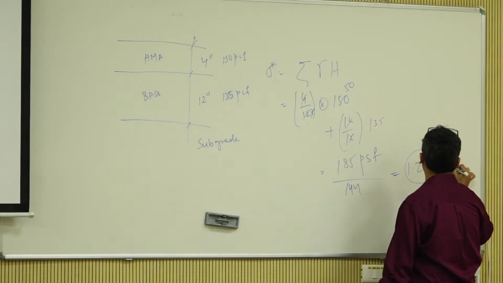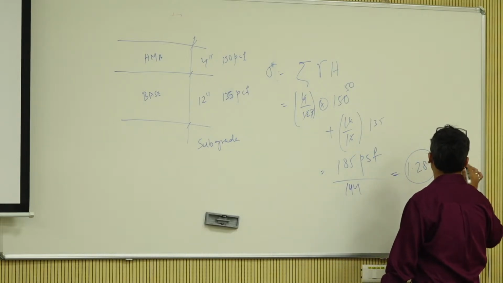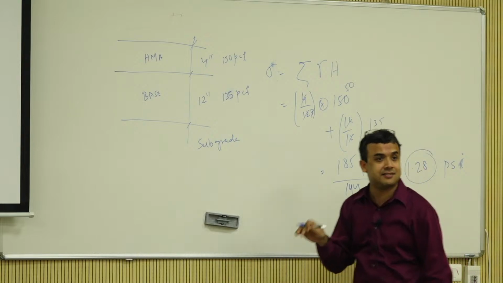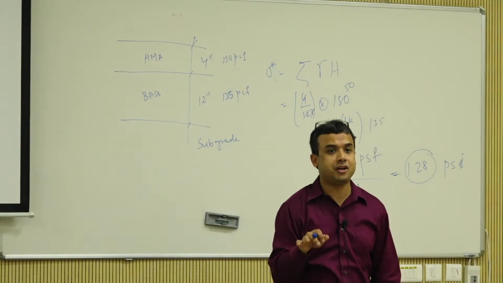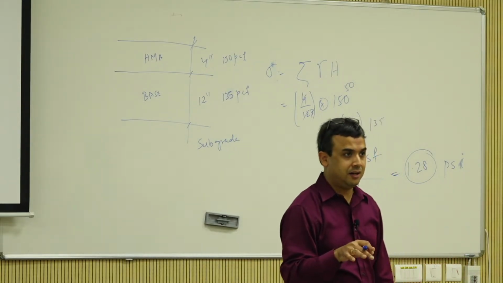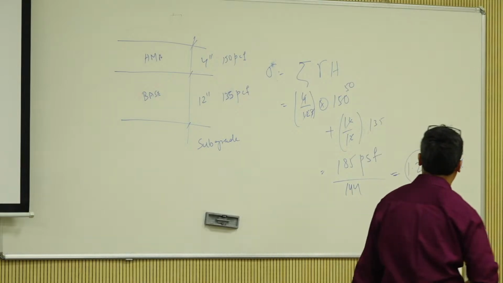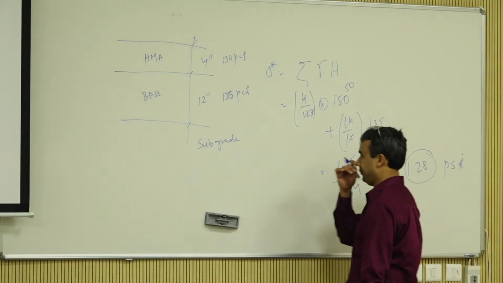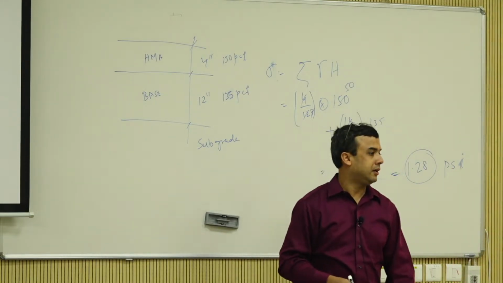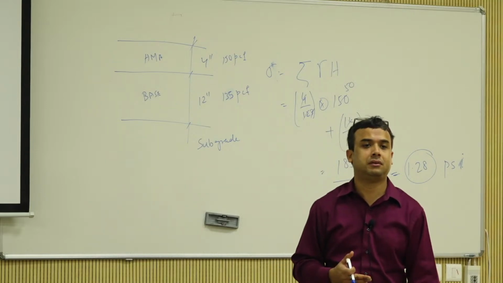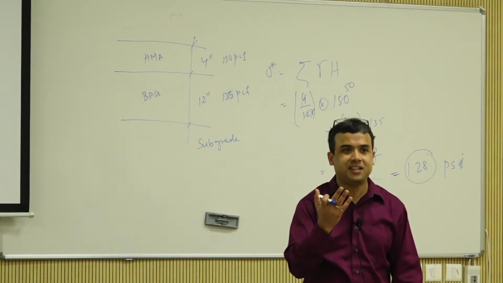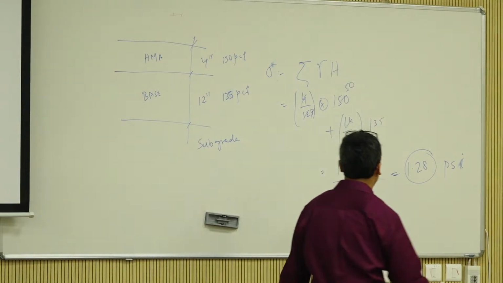1.28 psi is the vertical stress on top of the subgrade because of the surcharge, right? What is a typical K0 value? Give me a typical K0. 0.33, 1 over 3. Very good number, right?